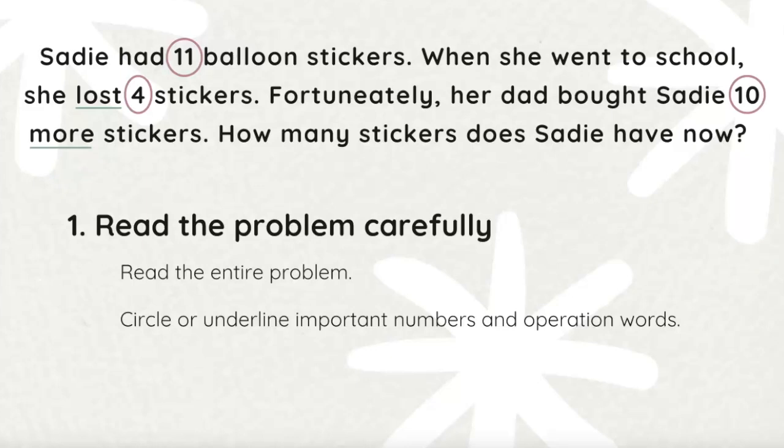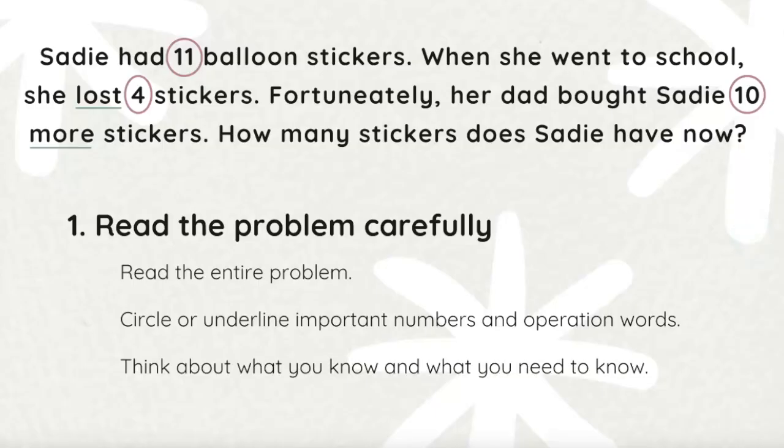Okay, now that we've done that task, I want to think about what I know and what I need to know. I know that Sadie started with 11 stickers, then she lost 4. But then her dad bought 10 more. I need to know how many stickers she has now.